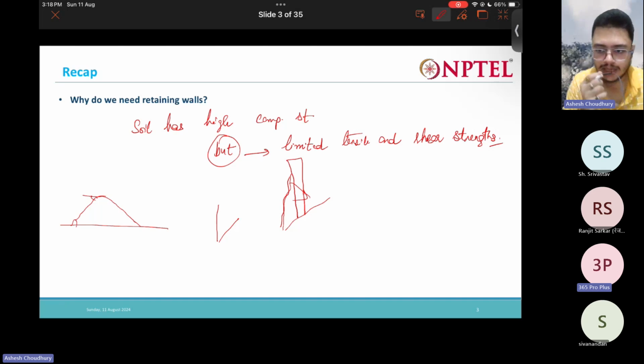Ashish, one more question. Yeah. More than what angle does it go for a retaining structure? Yeah, I think that was discussed in the class. If I remember, it was around 45 or 60 degrees, or 70 degrees, I think. No, more than that, I think. I have to see actually. I will check and let you know.